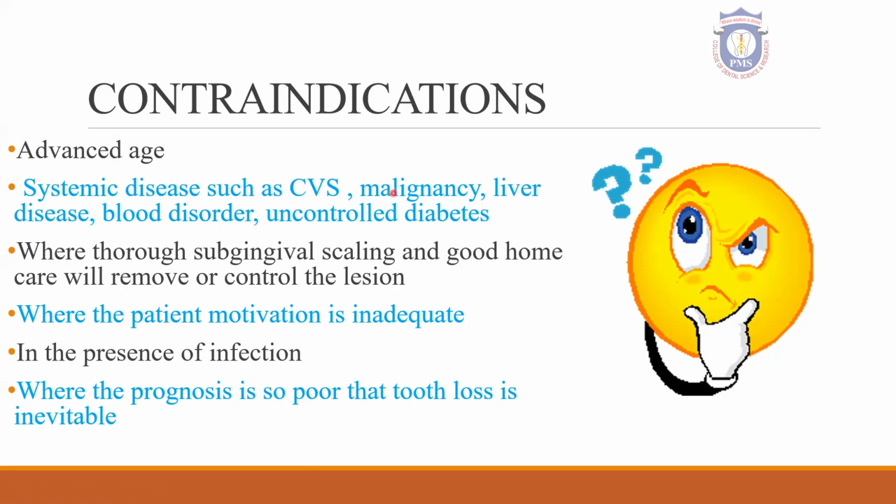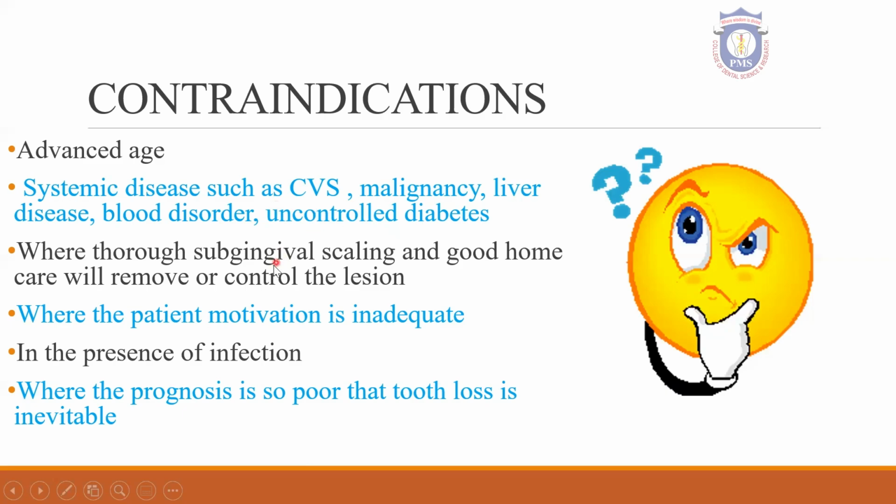Similarly, a patient with malignancy who is under treatment, a patient with liver diseases whose clotting factors are at varying levels, a patient with a bleeding disorder, then cardiovascular disease, especially within 6 months after a heart attack or myocardial infarction: better not to subject the patient to a periodontal surgical procedure. Okay, there is another contraindication.